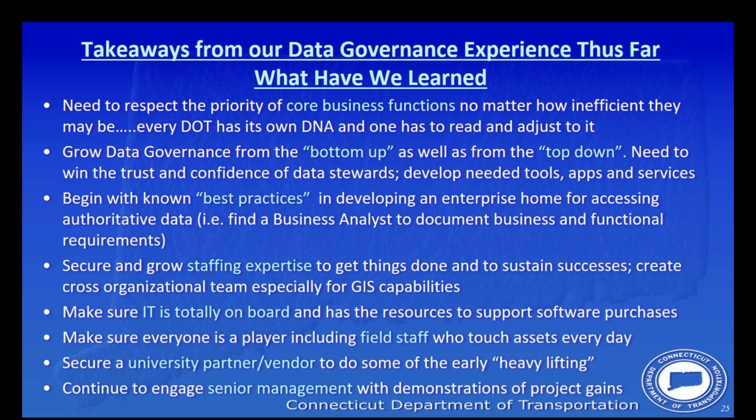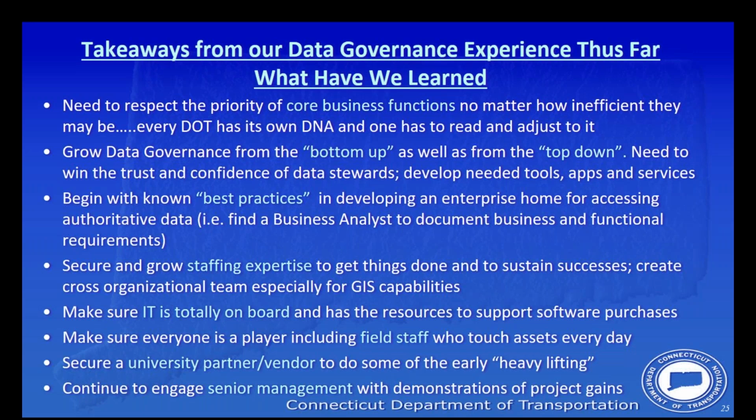Make sure everyone is a player, including the field staff who touch assets every day. Our senior data champion here, Robin Cabellis, always asks me to make sure that we have every bureau represented inside that TED group. We had to struggle to get some of those bureaus on board, but every TED meeting right now represents literally every aspect of the department.